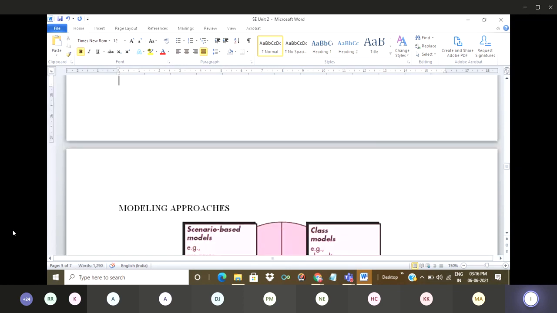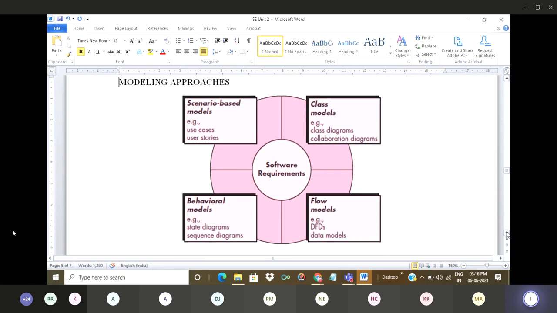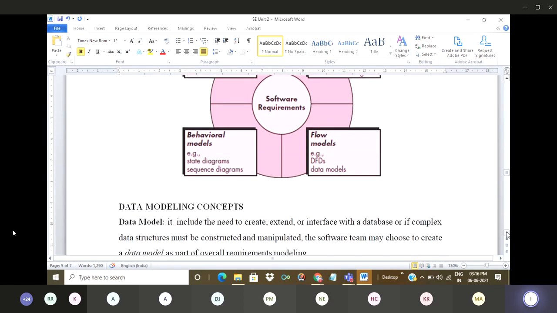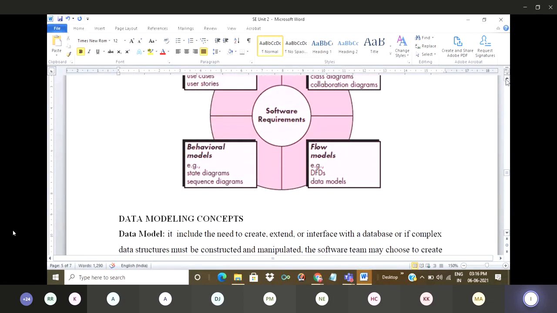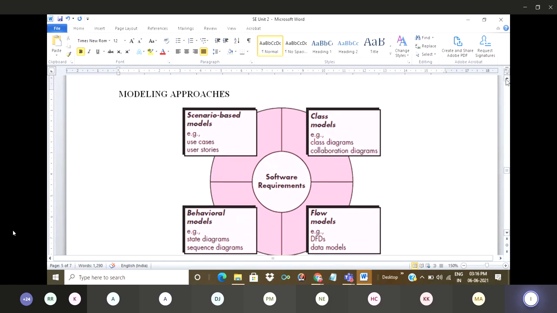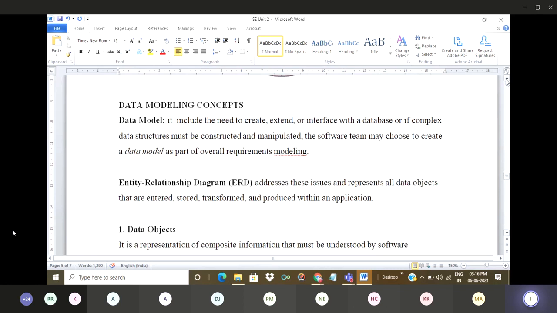Next is modeling approaches. Modeling approaches have different types: scenario-based models, class models, behavioral models, and flow models. Next is data modeling concepts. I think modeling approaches we have already discussed, just revised once again. So next we are going to see data modeling concepts.